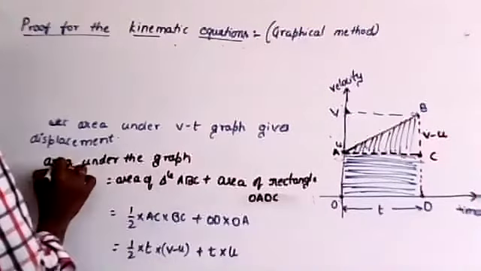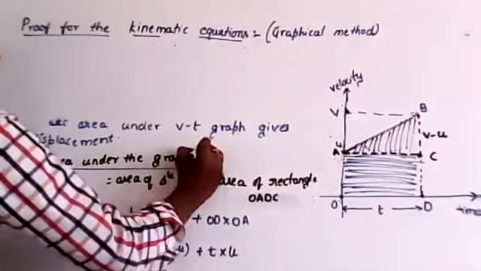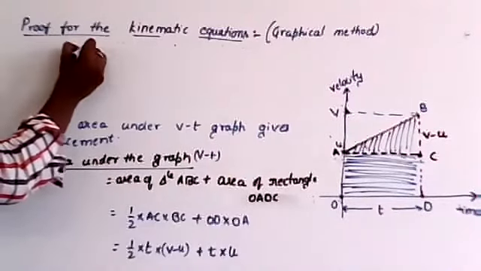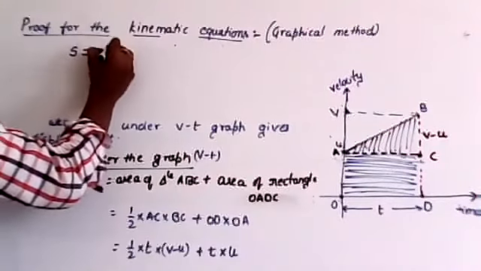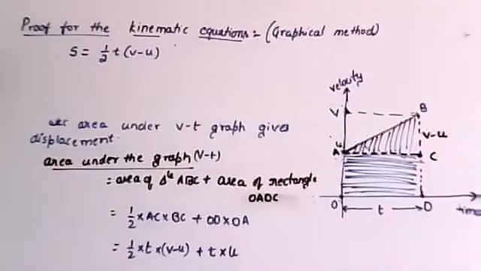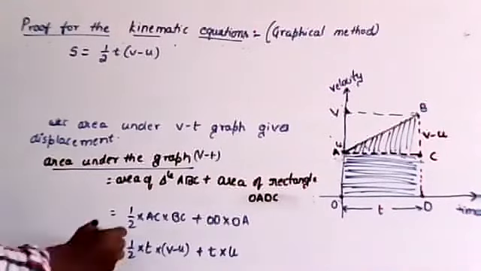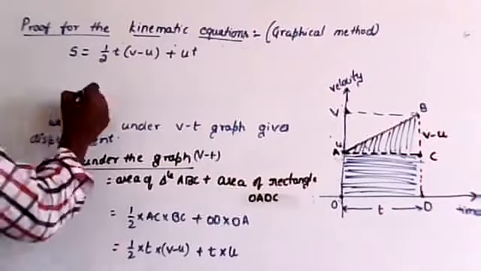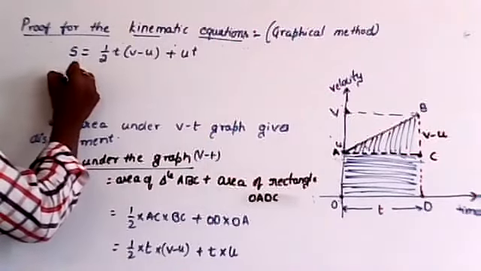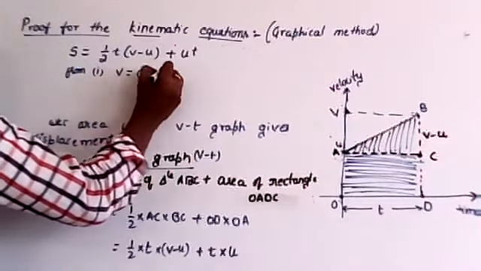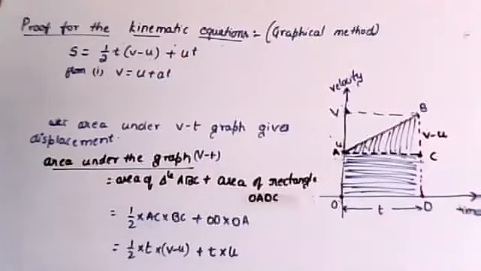So what does the area under the graph give? The area under the velocity-time graph gives displacement. Therefore, the displacement is taken as s. That s is equal to half into t into v minus u, plus ut. Now from the first relation, I will take it like this: v is equal to u plus at. So we derived the first relation, right?